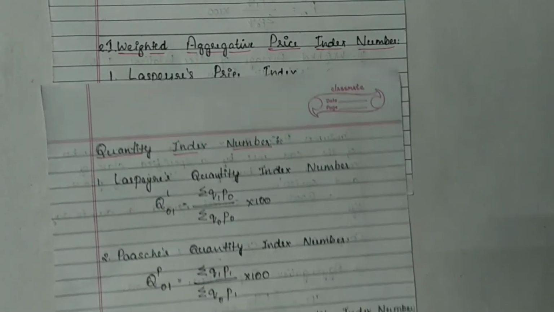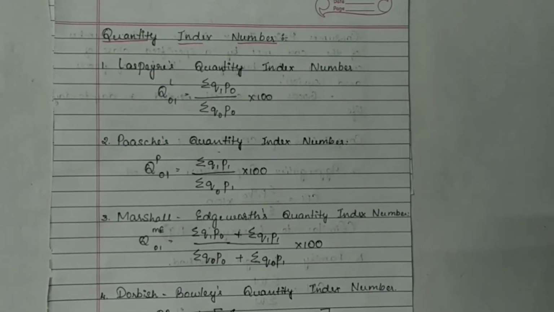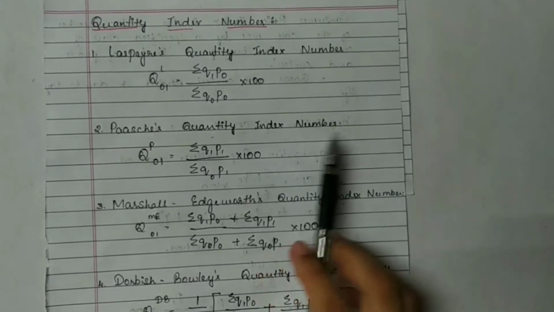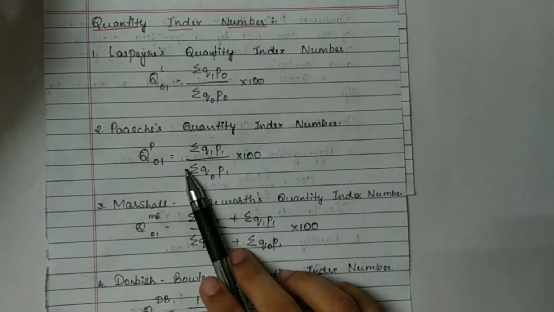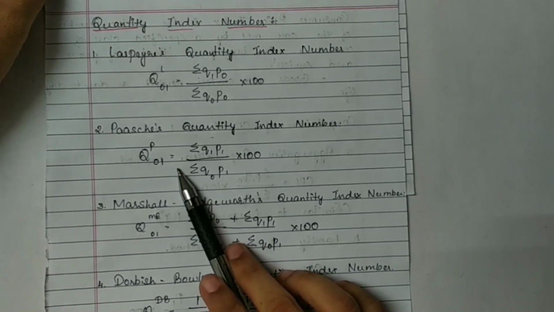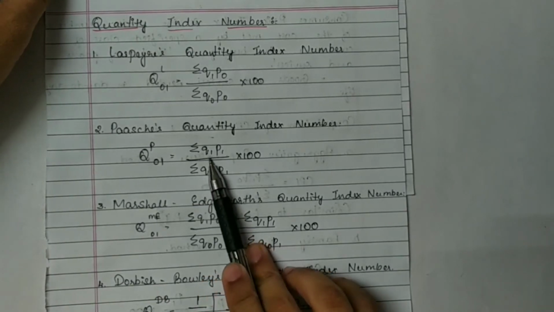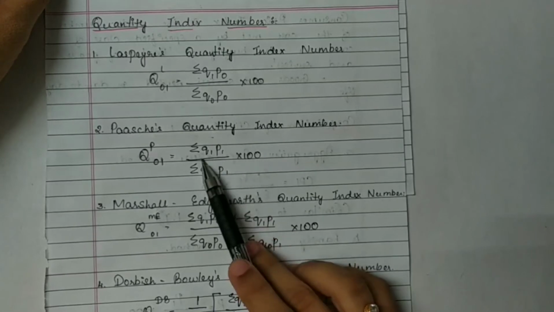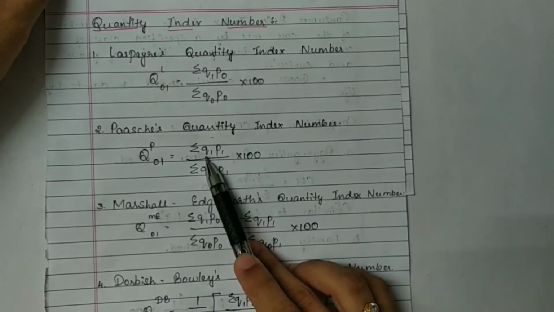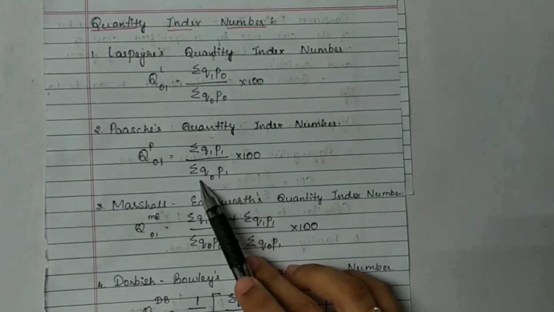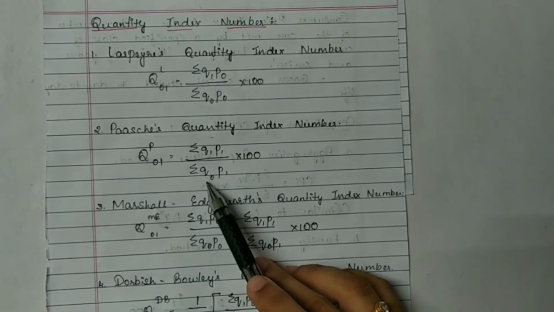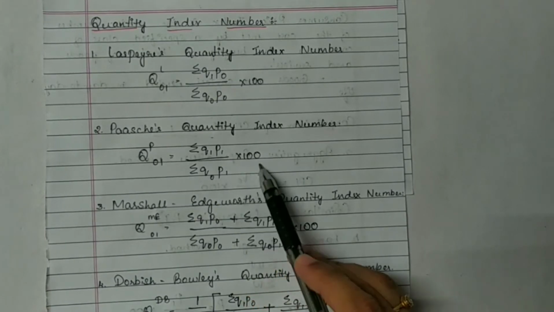So in the same way, the next one, that is Paasche's quantity index number. Again here it is the same. QP01 is equal to summation Q1 P1. In case of price index number, it was P1 Q1, isn't it? But now it is Q1 P1. Okay. And divided by summation Q0 P1 into 100.